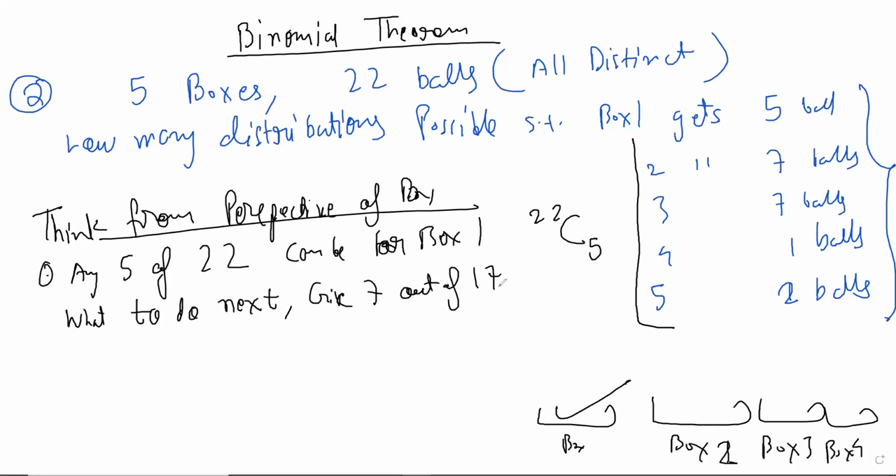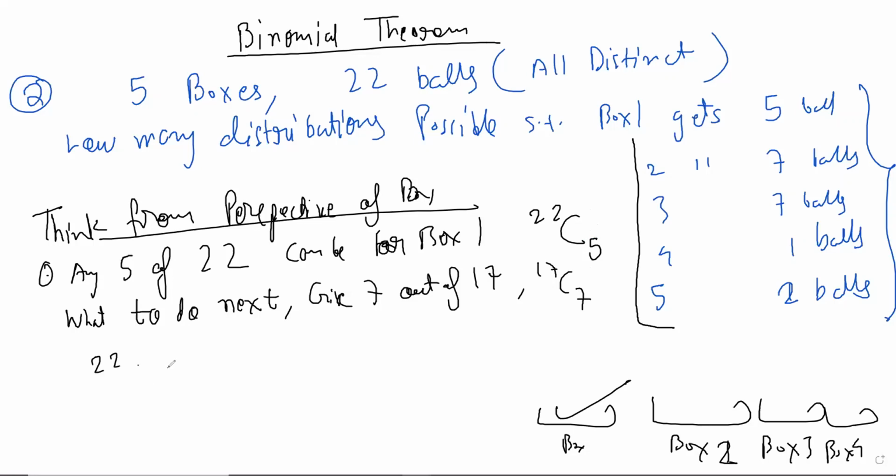So give 7 out of 17. 17 is the right number, because 22 minus 5 is 17. So 17 choose 7. And as Soham also pointed out, it's independent. For every choice you make in the first step, for every 5 balls you choose for box 1, it doesn't matter. You can still choose 7 balls out of the 17. So you have to multiply this.